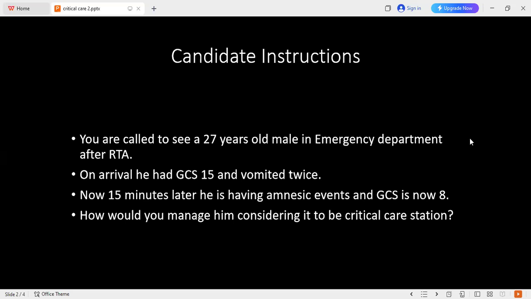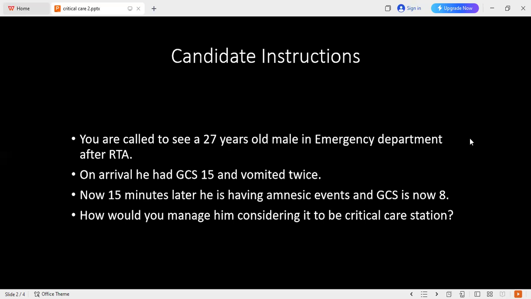So if you've read and understood the critical care scenario, please tell me how would you manage this patient now? Consider the ATLS protocol: airway, make sure of a patent airway, breathing, circulation, disability, and exposure. Then do a CT scan.